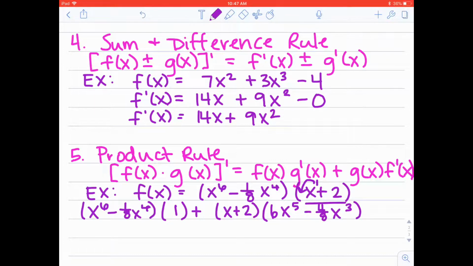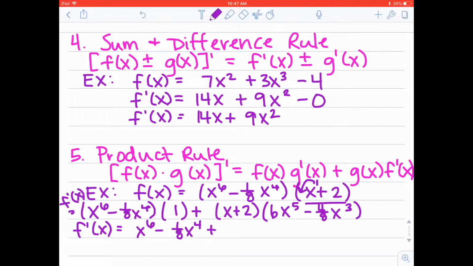And then at this point, we just need to simplify our answer. And I didn't write any notation there. You can go ahead over here and we can say f of x equals that. Okay, so we have, well, f prime of x. F prime of x equals, this stuff multiplied by 1 is just going to stay. And then over there we're going to have to FOIL.